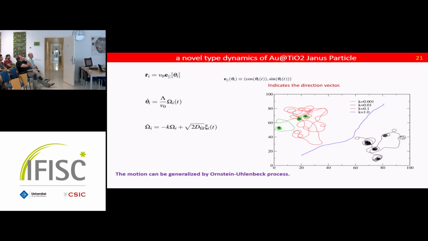So what is this? Because there is a relaxation. You start with an angular velocity, and the kappa makes the relaxation. You relax to zero angular velocity, but this noise term will make you either positive or negative. So you change the sign of your angular velocity depending on the noise. So now you see in a trajectory.